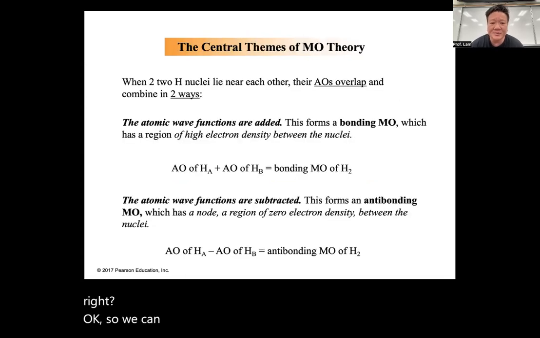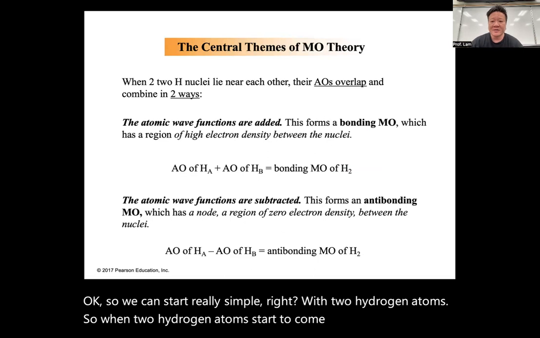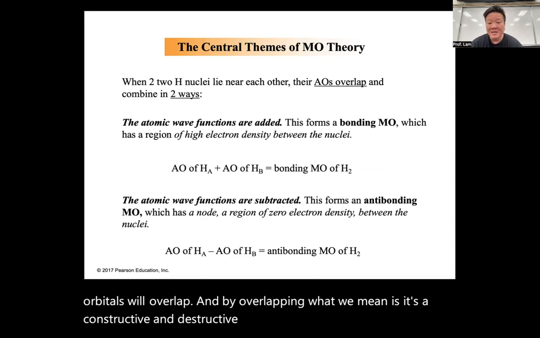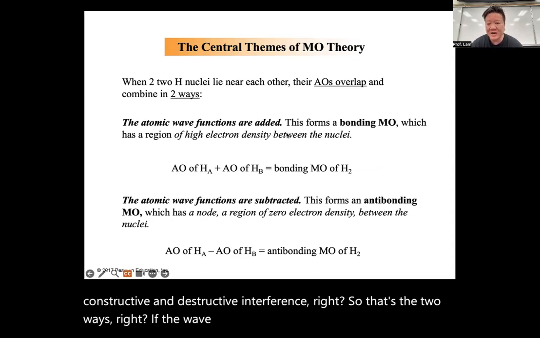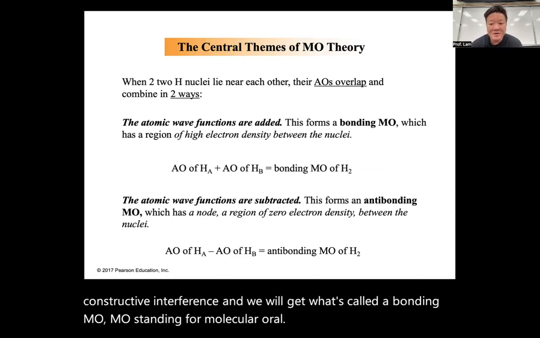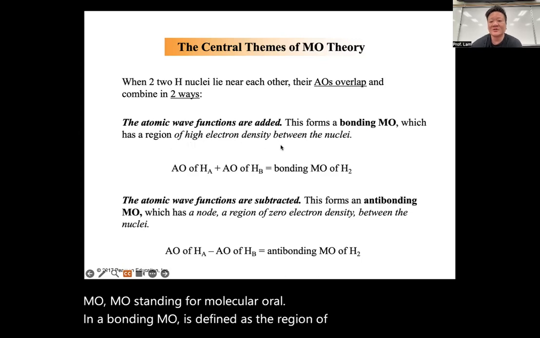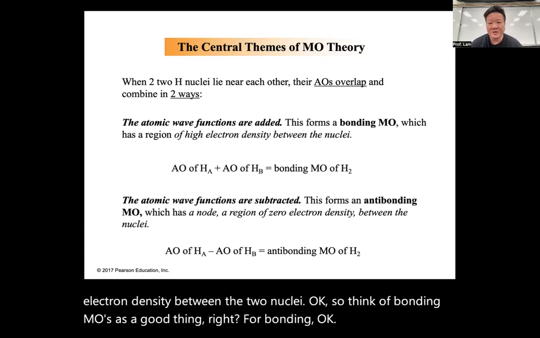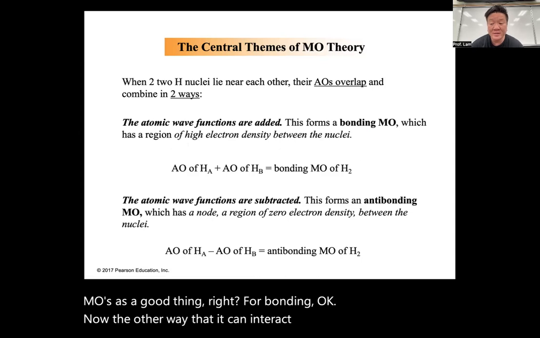Okay, so we can start really simple, with just two hydrogen atoms. When two hydrogen atoms start to come together, their atomic orbitals will overlap. And by overlapping, what we mean is constructive and destructive interference. So that's the two ways. If the wave functions are added, that is called constructive interference, and we will get what's called a bonding MO, MO standing for molecular orbital. And a bonding MO is defined as a region of space of high electron density between the two nuclei. So think of bonding MOs as a good thing for bonding.